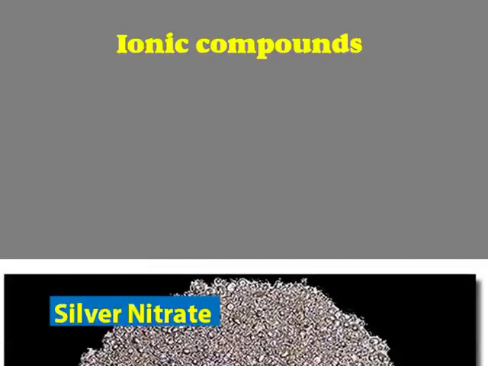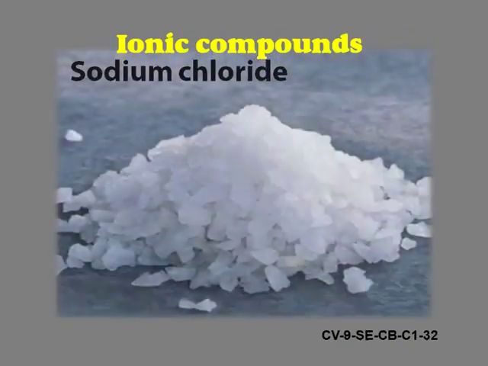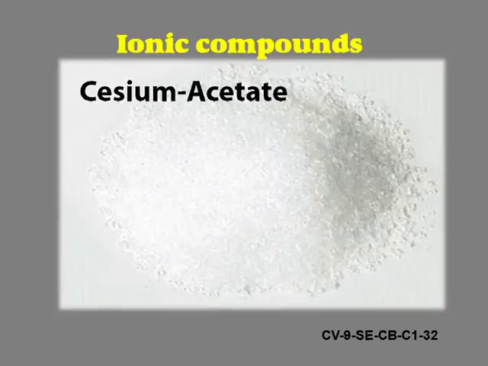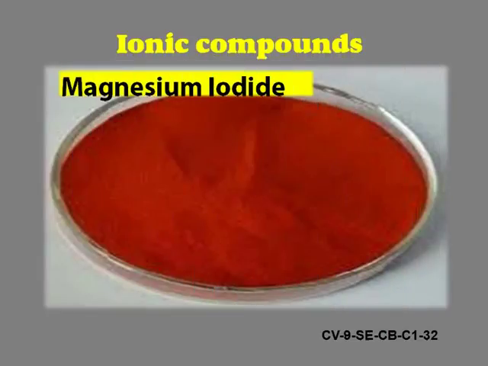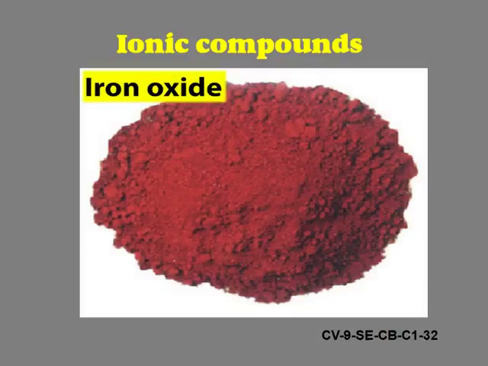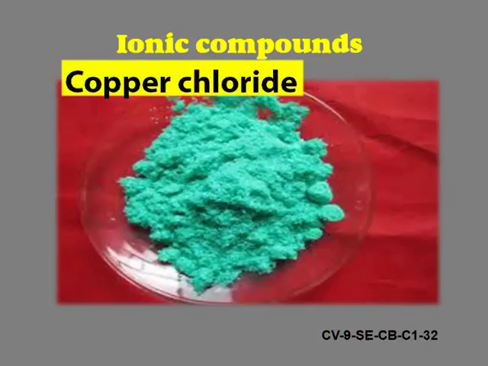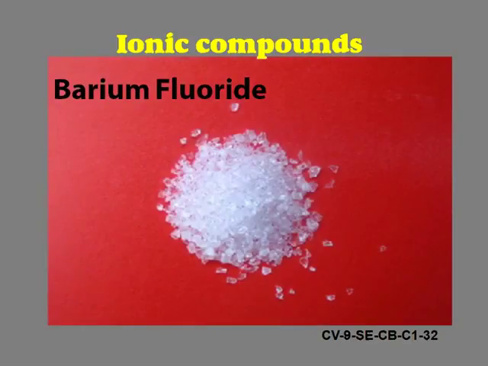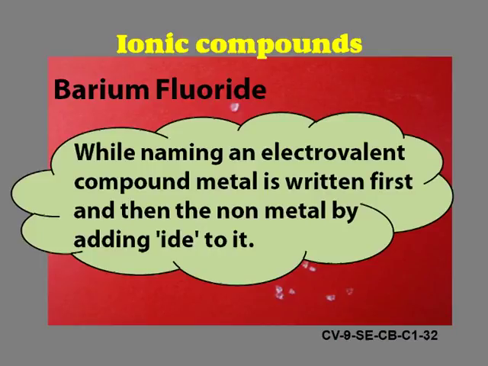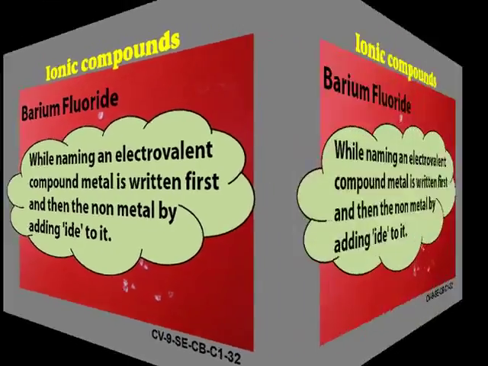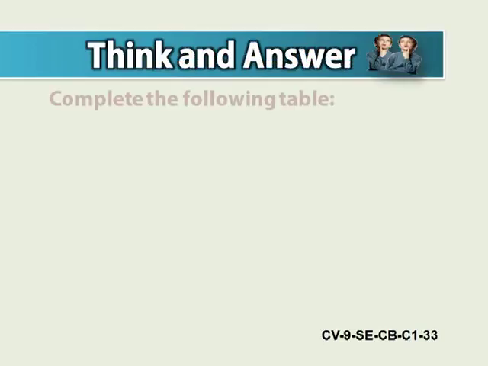Children, let us know a few of the ionic compounds. Silver nitrate, sodium chloride, cesium acetate, magnesium iodide, iron oxide, copper chloride, and barium fluoride. Remember that while naming an electrovalent compound, the metal is written first and then the non-metal by adding IDE to it. Children, now think and complete this table with suitable answers.